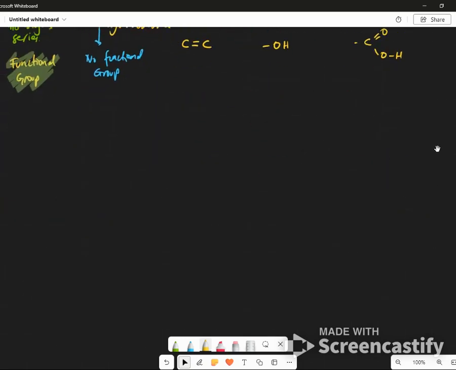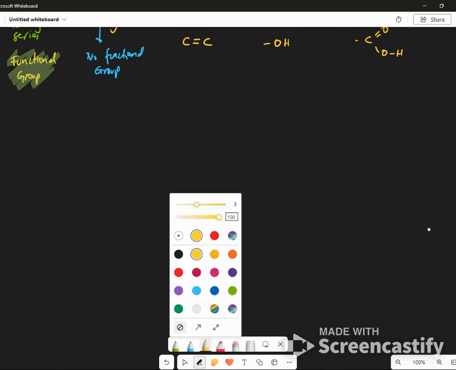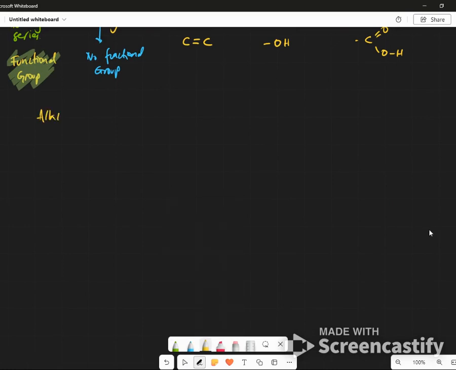Now, I'm sure your wonderful teacher started off with alkanes. Okay, so she started off with alkanes. So let's have a look at some alkanes.